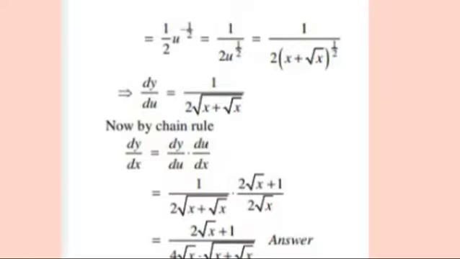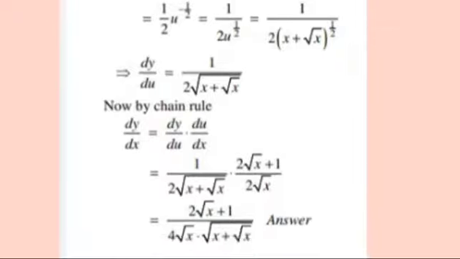So 1 over 2 times x plus square root x, this is the derivative of y with respect to u, and the derivative of u with respect to x is written here. We have calculated both. This one is the derivative of y with respect to u, and on the last slide we calculated the derivative of u with respect to x, that is this one. So now we can write in this form: 2 twos are 4 times square root of x plus square root x, and in the numerator 2 square root x plus 1. This is the final answer of question number 1 part 2.